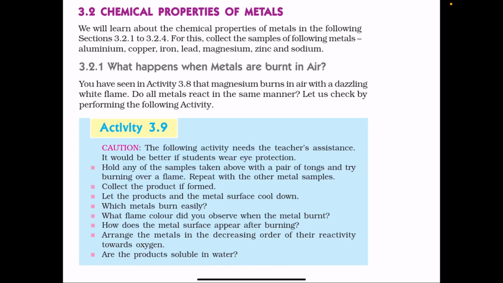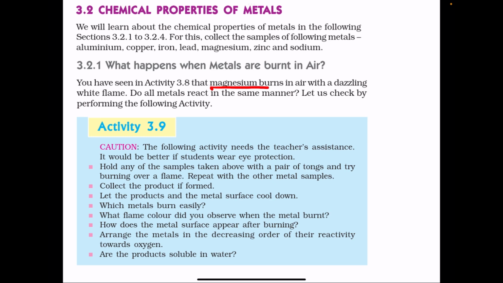Chemical properties of metals. The first one is reaction of metals with oxygen of the air. So what happens when metals are burnt in air? Magnesium burns in air with a dazzling white flame and it turns to magnesium oxide. Now this oxide is then dissolved in water and the nature of the solution is checked whether it is acidic or basic.